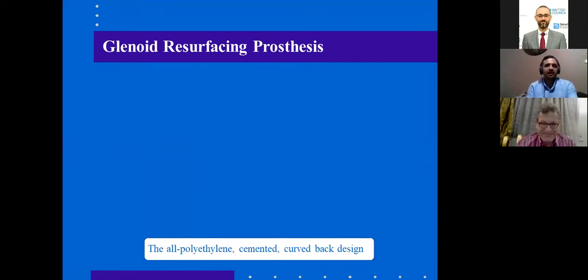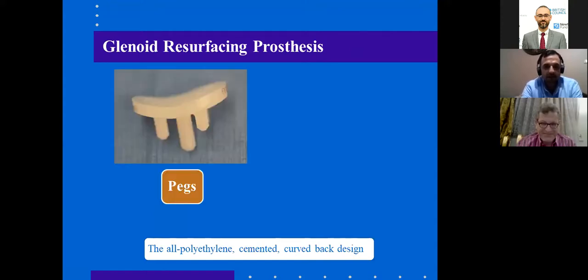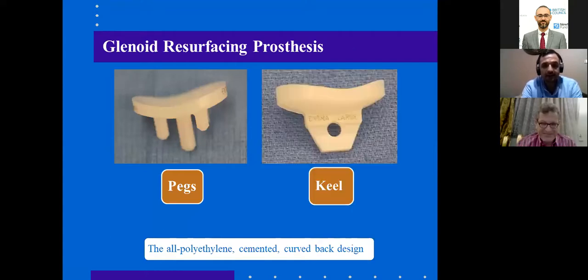On the other side, for the glenoid component, we have glenoid resurfacing prostheses. All are polyethylene, cemented, curved back design. They can be fixed by pegs, such as in this photo, or keel.